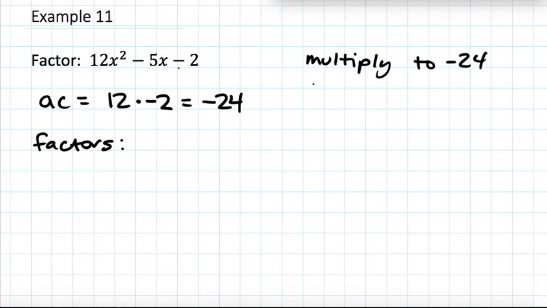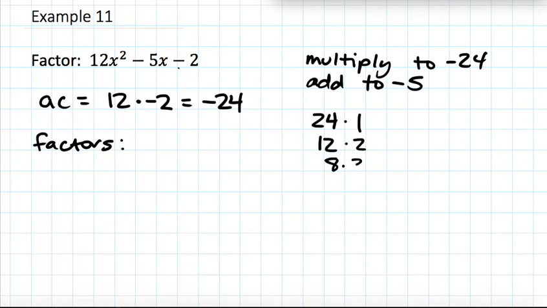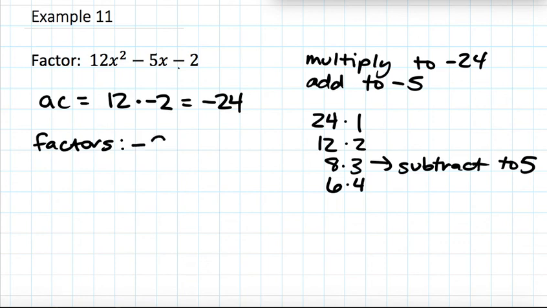So I'm going to list the pairs here, and keep in mind that since one's positive and one's negative, I'm going to think about which pair subtracts to 5. So 24 times 1, 12 times 2, 8 times 3, and 6 times 4. 8 times 3 is the pair that subtracts to 5. And since I have negative 5 here, the negative sign needs to be on the 8. So negative 8 plus 3 equals negative 5. Negative 8 times 3 equals negative 24.